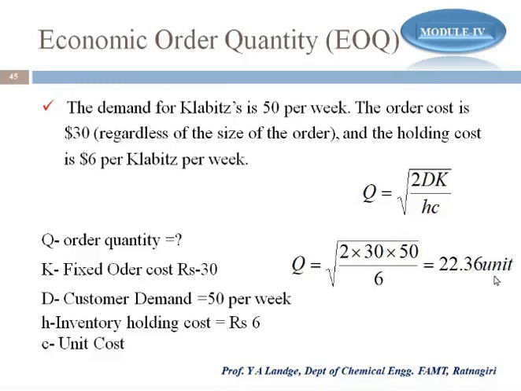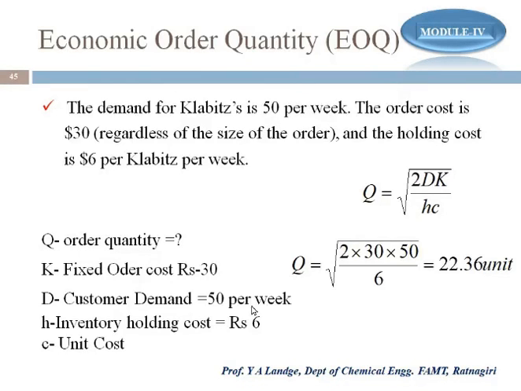Okay, I have to order a quantity of about 22.36. Though the demand for the product is 50 per week, as per this I have to order only 22.36, based on the holding cost and the fixed cost. Okay, so this model is very useful, especially when we are dealing with inventory: how much is in and how much is out, how much raw material I need to take, how much product is to be sent into the market, and I have to balance that.